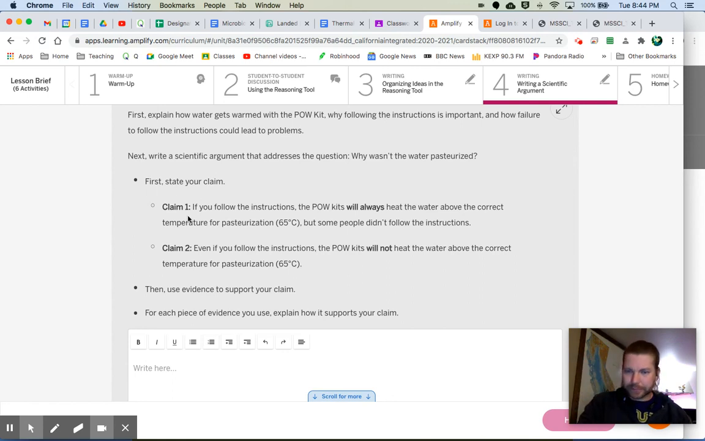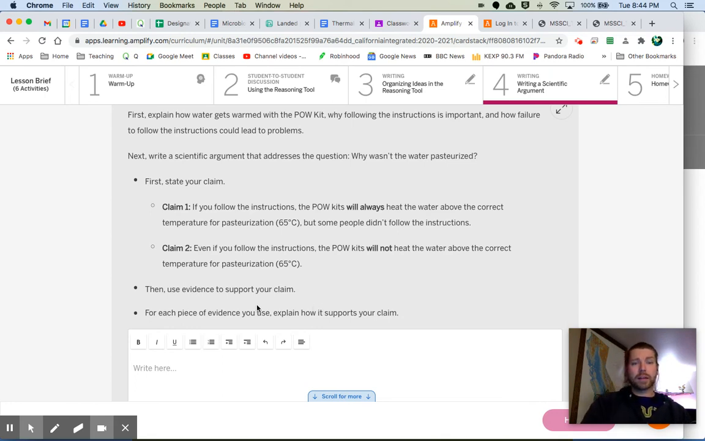State your claim. It says, first, state your claim. Start off with that. Start off with your claim and then go from there. Then use evidence to support your claim, and for each piece of evidence you use, explain how it supports your claim. And write me a nice little summary statement at the end there, a nice little conclusion.